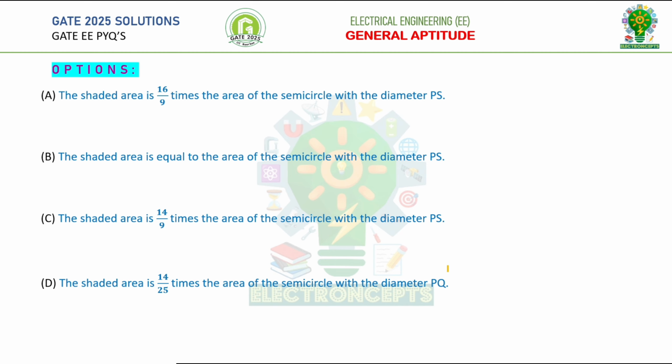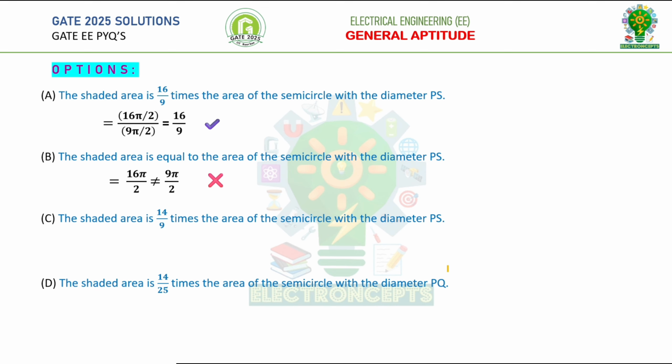Option A, shaded area is 16 by 9 times the area of semicircle with the diameter PS. Let's calculate the ratio of shaded area to the area of semicircle with the diameter PS, which is equal to 16 by 9, and therefore option A is correct. Also let's further analyze the other options. Option B, shaded area is equal to area of semicircle with the diameter PS. Both the areas are not equal and hence option B is wrong.